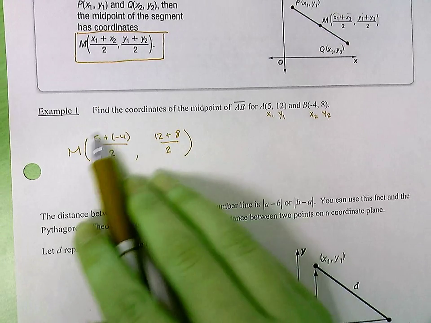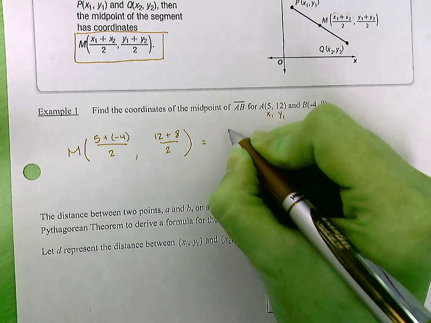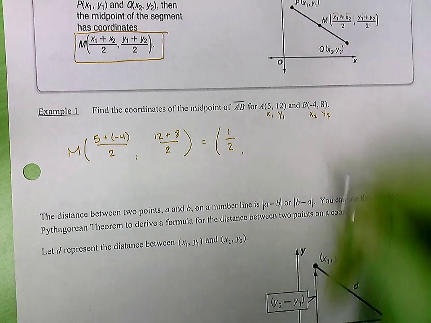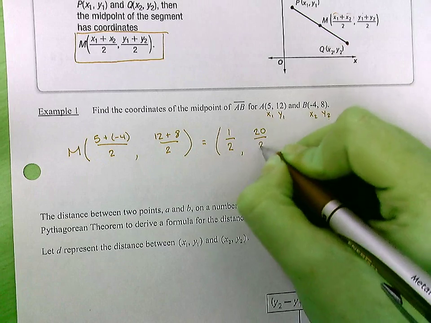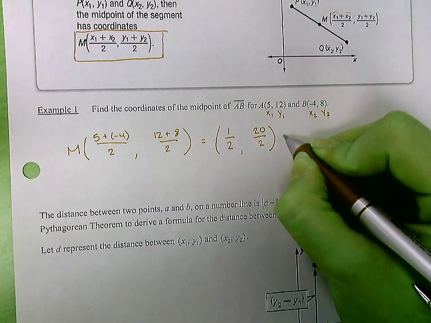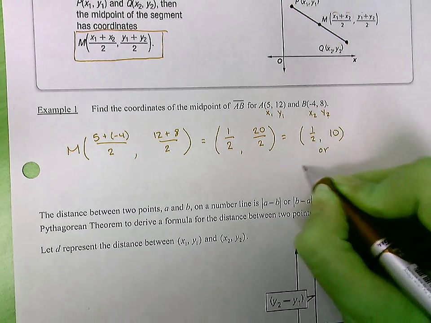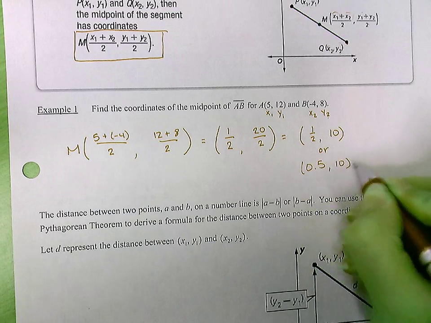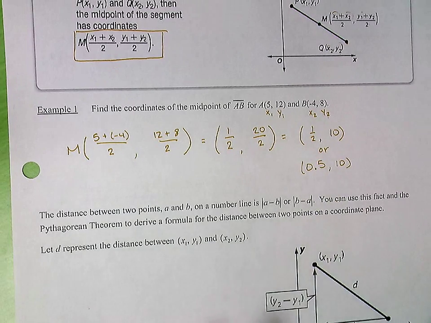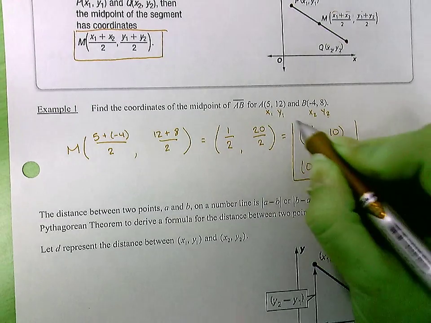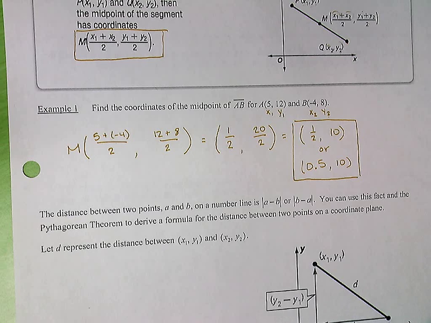Okay, so now I can just add 5 and -4 together. That's 1 over 2. And then 12 and 8 would be 20. So I can write this as (1/2, 10). Or if you like decimals a little bit better, you can say it's (0.5, 10). Okay. So either of those answers would be correct. So you're just plugging those numbers into that formula. Average your x's, average your y's.